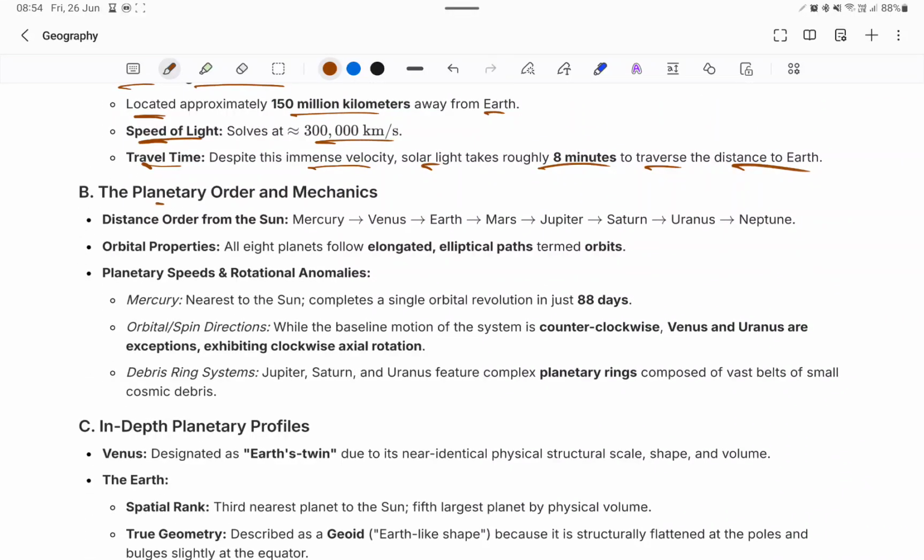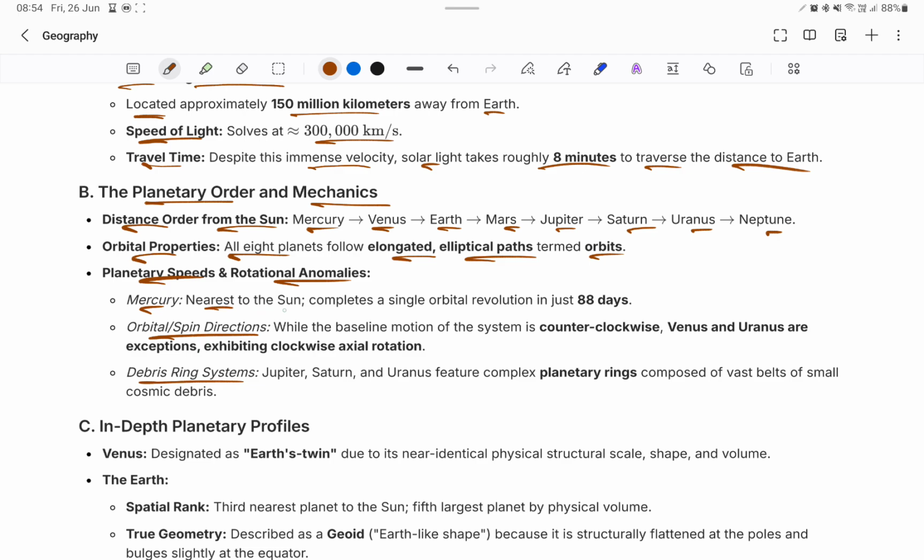Next we have the planetary order and the mechanics. Distance order from the Sun: Mercury, Venus, Earth, Mars, Jupiter, Saturn, Uranus, Neptune. This is distance order. Orbital properties: all 8 planets follow elongated elliptical paths termed orbits. Planetary speeds and rotational anomalies: orbital spin directions, and debris ring systems.